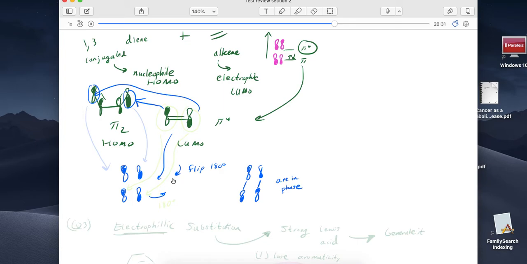Does that make sense? And it's happening with the two outermost orbitals. I pulled those two and put them down here, and took these two and pulled them down there. And then I had to do the 180-degree flip so we could see how they line up.